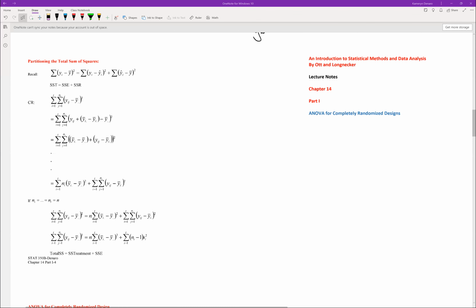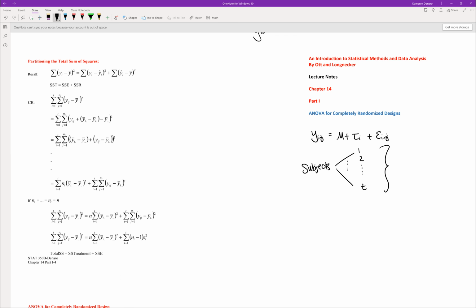Hello, everyone. We're working through Introduction to Statistical Methods and Data Analysis by Ott and Longnecker, Chapter 14, Part 1, ANOVA for completely randomized designs. As a quick reminder, we are working in the scenario where we have our observed response, Yij equals mu plus tau i plus epsilon ij. This is essentially a situation where you have your experimental units, or if you're studying people, your subjects, and you randomize them into t different treatments.